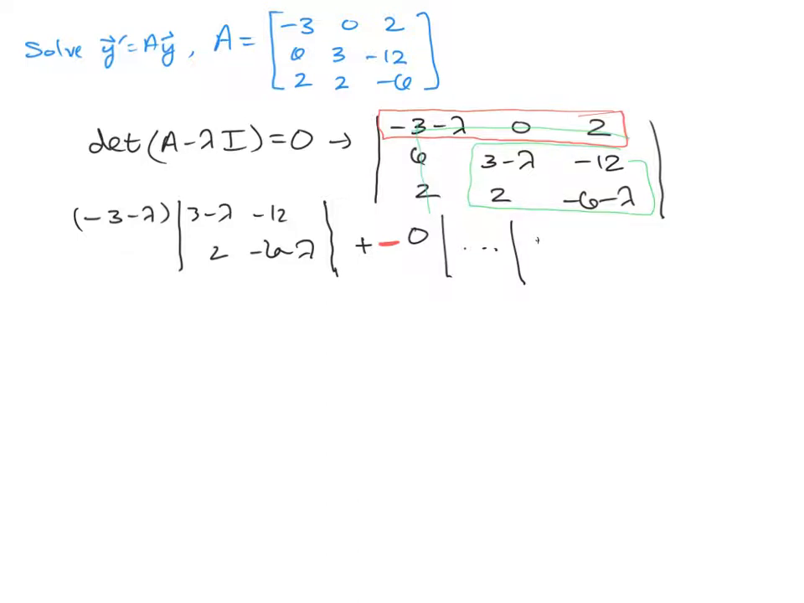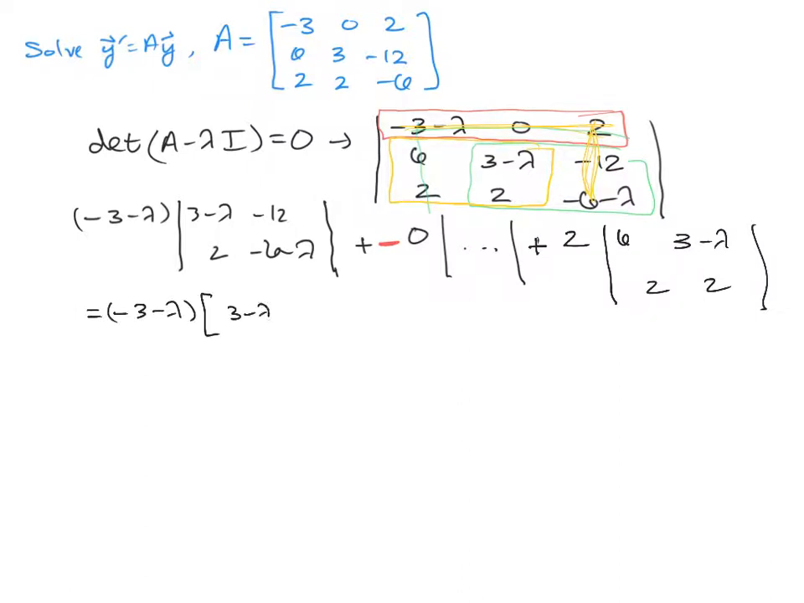And then in the last spot, we have our +2. And then that's going to be times the subdeterminant from, again, striking out that row and that column. So now we're going to look at just this 2x2 matrix, which is going to be 6, 3 minus lambda, 2, and 2. We now go through and start multiplying this out very carefully because mistakes here can throw everything way off. So that's -3 minus lambda times 3 minus lambda times -6 minus lambda, and then plus 24, the product along the back diagonal subtracted. And then that's going to be +2 times the 6 times 2, making 12, minus 2 times 3 minus lambda.